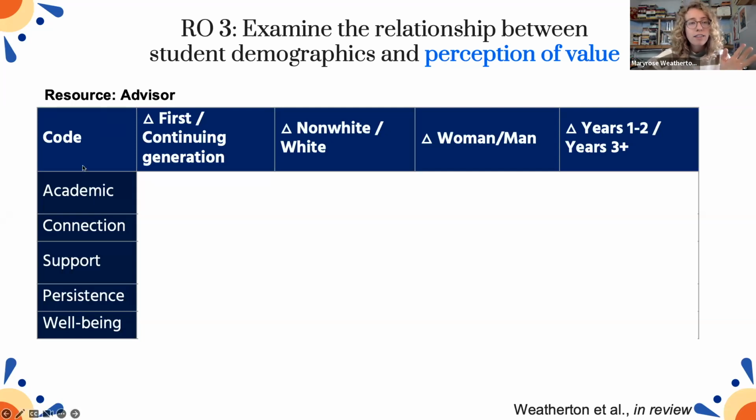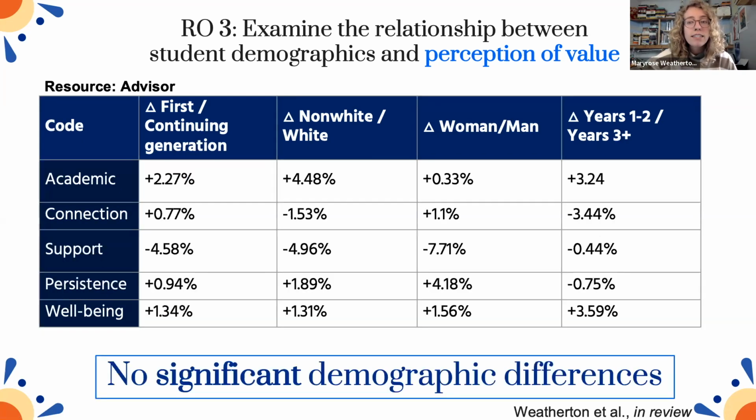So from left to right, these columns are going to show the difference in code prevalence between first and continuing generation students, between non-white and white students, between students who identify as women and students who identify as men, and then between students in their first 2 years of their program versus the last handful of years in their program. So what we can see is that code prevalence here just doesn't change that much between levels in these demographic factors. The largest percent of difference we see in these codes is a 7% increase, but even that is really not that much in terms of the sample size that we've seen.